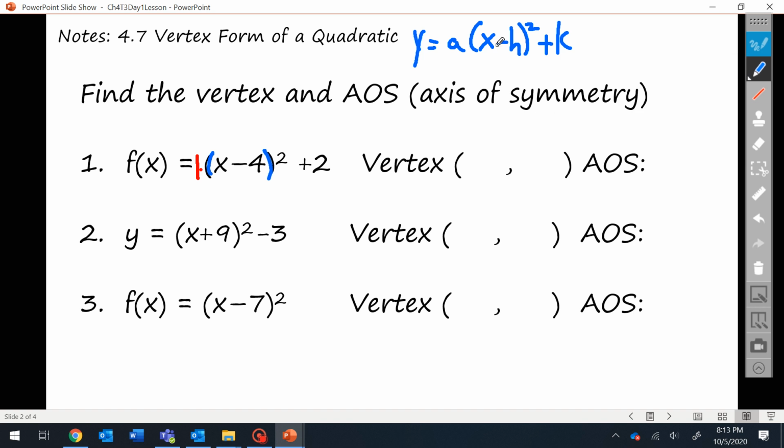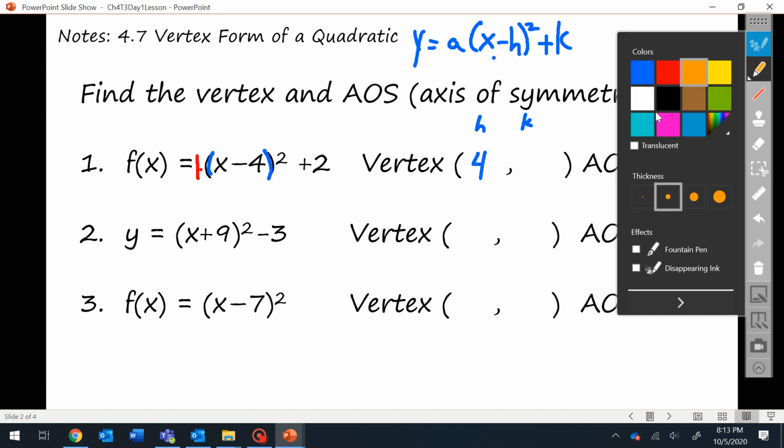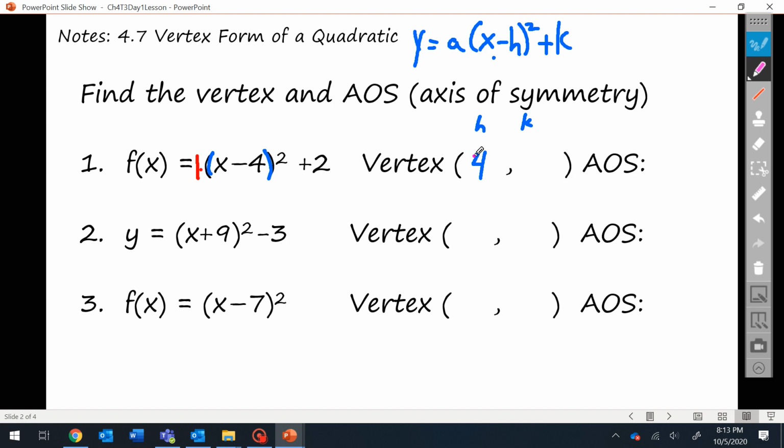Now if you look up here, x minus h, and here we have x minus 4, and the vertex is (h, k). So 4 is the x-coordinate of the vertex because h is what's being subtracted here, and what's being subtracted is 4. So 4 is the x-coordinate of the vertex. Let me do that in a different color so we can see it. I'll do it in pink.